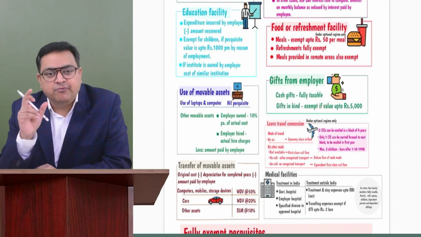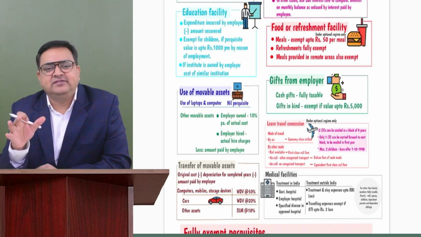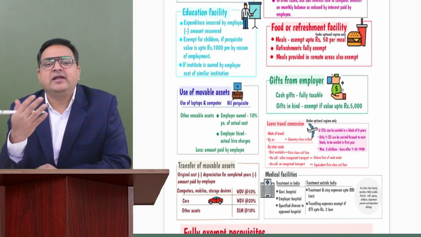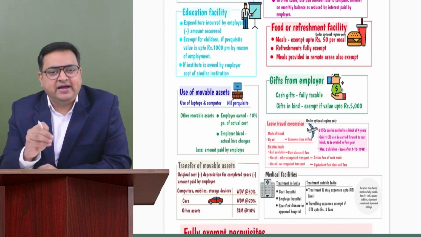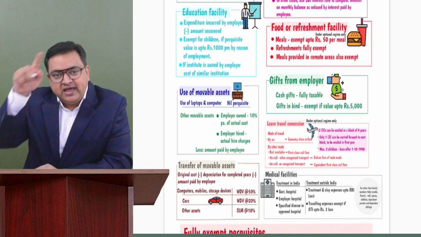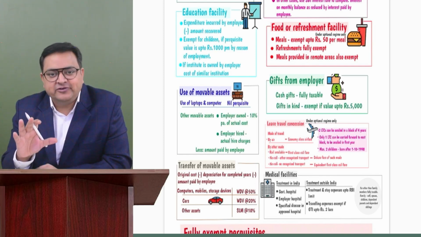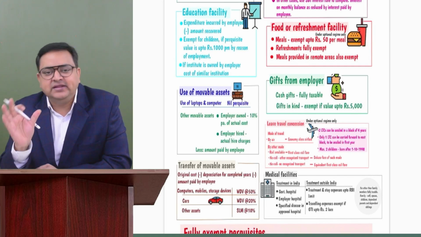See, if it is a monetary gift, if it is a cash gift, they are giving you a check, etc. Cash gifts are fully taxable, whether it is more than 5,000 or less than 5,000, doesn't matter. Cash gifts are like bonus, so these are fully taxable. But if the gifts are in kind, and the aggregate value of this gift is up to 5,000 rupees, then they are exempt. But if it is more than 5,000 rupees, then they are taxable.